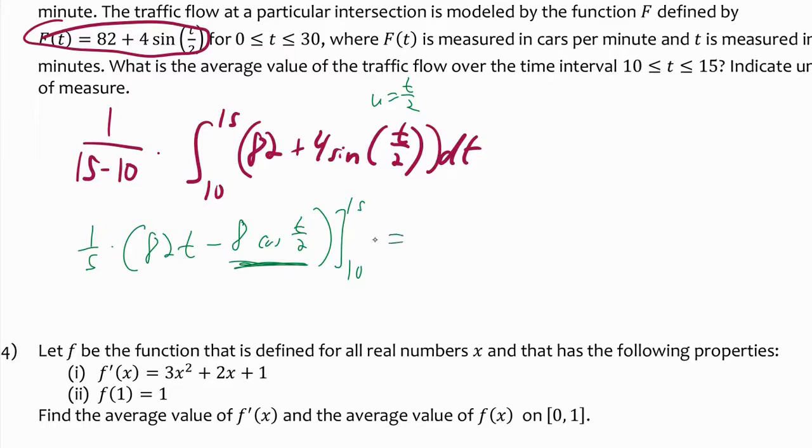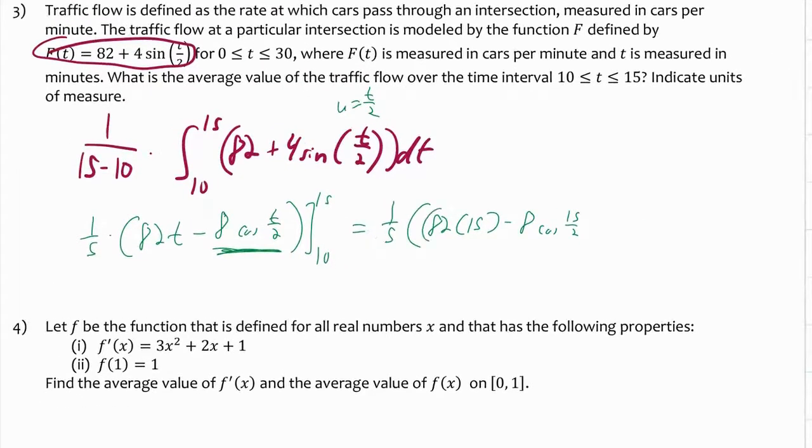Let's just try to get as far as we can before we say we would want a calculator for this. So 1/2 times 82 times 15 minus 8 times the cosine of 15 halves. So right away, that's nothing that we could simplify by hand. But then we have minus 82 times 10, and then that would be minus 8 times the cosine of 5. So I would get 1/5. I can actually simplify this. 82 times 15 minus 82 times 10. It's 15 82s minus 10 82s gives me 5 82s.